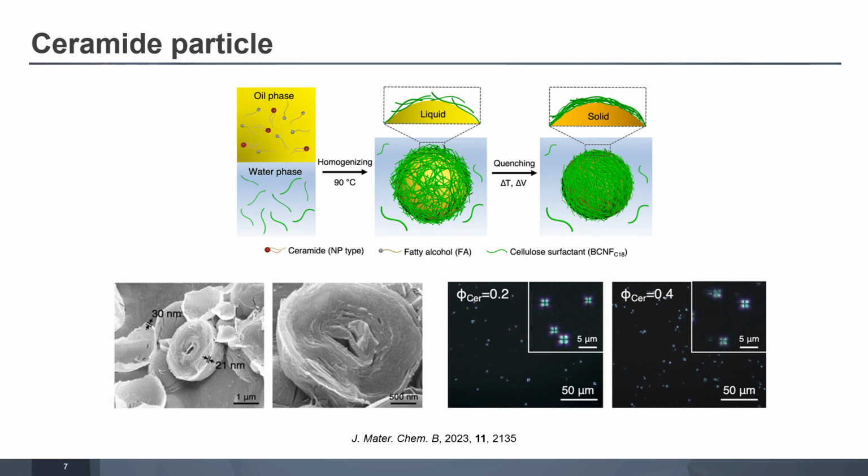Last one is about ceramide particles. They introduced an approach for fabricating stable ceramide microparticles whose interface is structured with the membrane of hydrophobically modified bacterial cellulose nanofibrils. Co-assembly of ceramide with fatty alcohol enabled the formation of a multilamellar structure in the core of ceramide microparticles. They confirmed membrane structure using cryo-TEM, and the Maltese cross pattern, which can be observed from the clear lamellar structure, was also confirmed by a polarized microscope.